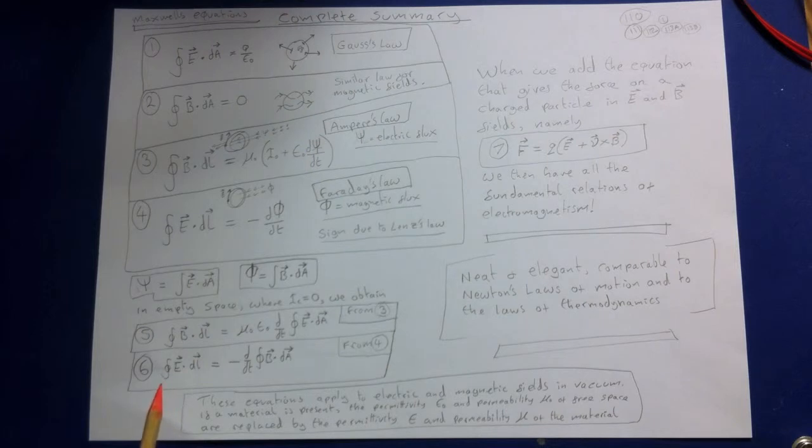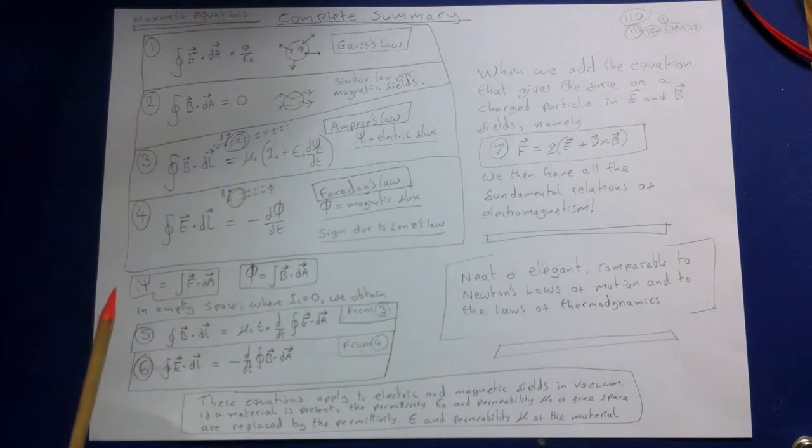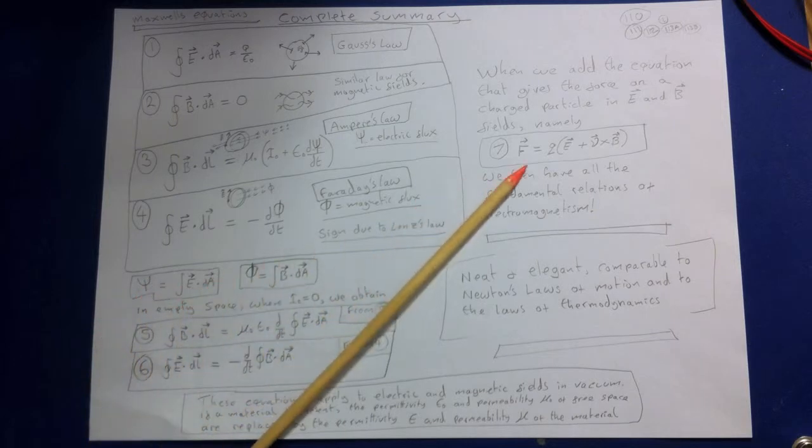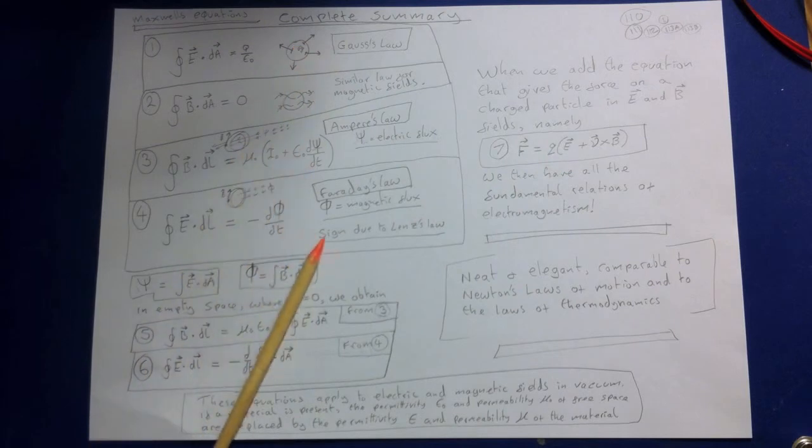Although it may not be obvious, all the basic relations between fields and their sources are contained in Maxwell's equations. We can derive Coulomb's law from Gauss's law, we can derive the law of Biot and Savart from Ampere's law, and so on. When we add the equation that gives the force on a charged particle in electric and magnetic fields, namely this equation here, we have all the fundamental relations of electromagnetism. So with this and these four equations we have everything.